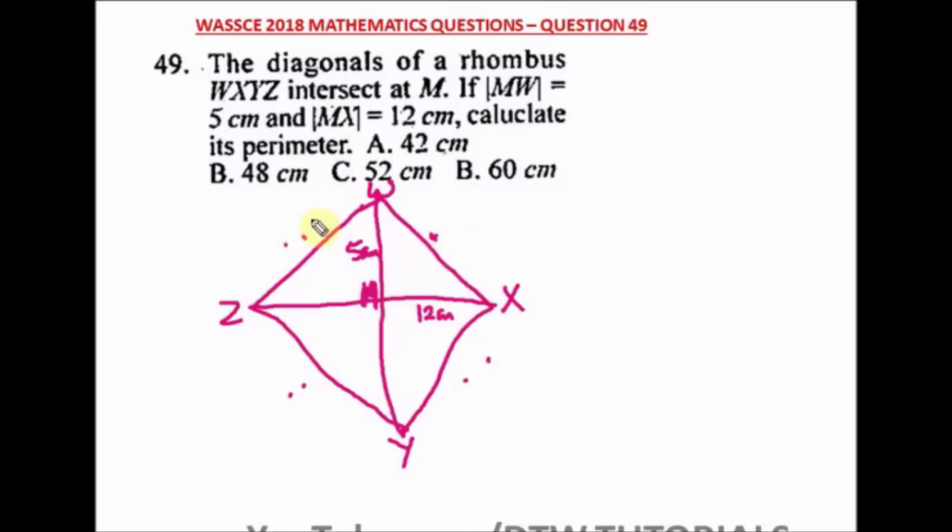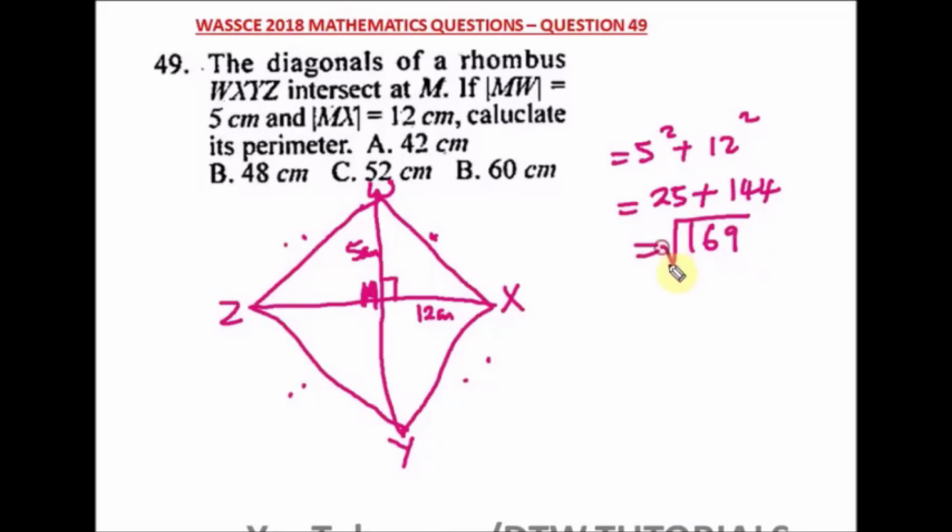To get this side, since the diagonals intersect at M, it means we have a right angle triangle here. Using Pythagoras theorem, the hypotenuse squared is 5 squared plus 12 squared. I hope you remember Pythagoras. 5 squared is 25 plus 12 squared is 144. If we add this up, we get 169. Let's say this is x squared, our unknown. So x will be the square root of 169, and the square root of 169 is 13. So x is equal to 13.